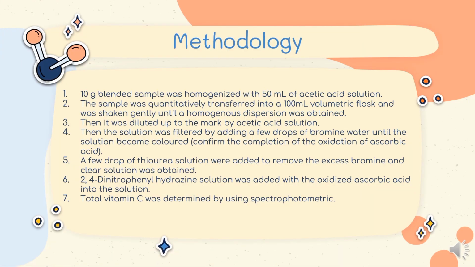For the sample preparation, 10 grams of blended sample was homogenized with 50 ml of acetic acid solution and was transferred into a volumetric flask and shaken gently until a homogeneous dispersion was obtained. Then it was diluted up to the mark with the acetic acid solution, and the solution was filtered. A few drops of bromine water were added until the solution became colored. A few drops of thiourea solution were added to remove the excess bromine, and a clear solution was obtained.